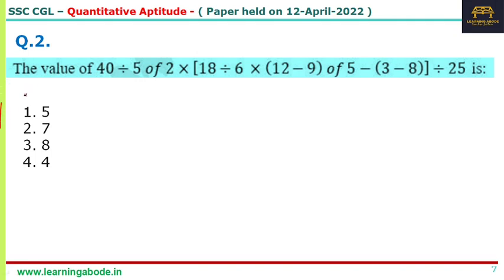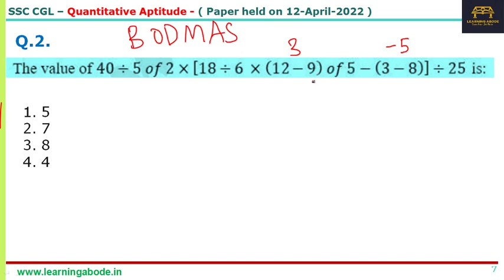For this question we have to use the BODMAS rule, which is bracket, of, division, multiplication, addition and subtraction. This should be the order of priority in terms of the operations, which means we should do the brackets first. So 12 minus 9 is 3 and 3 minus 8 is minus 5.